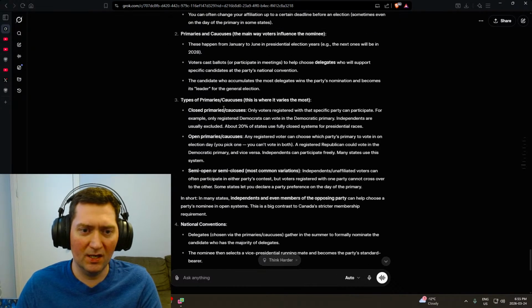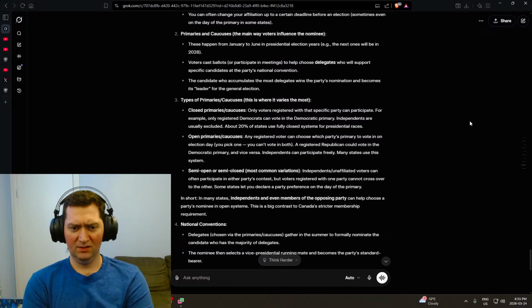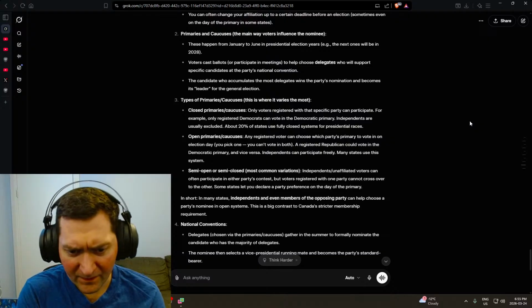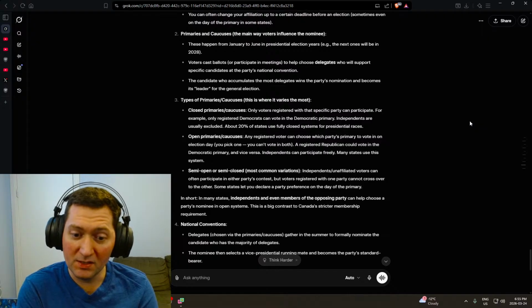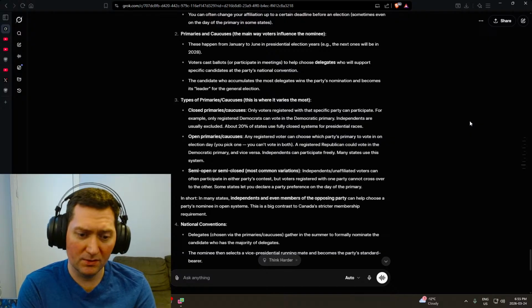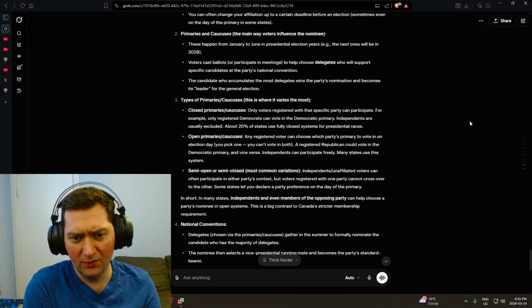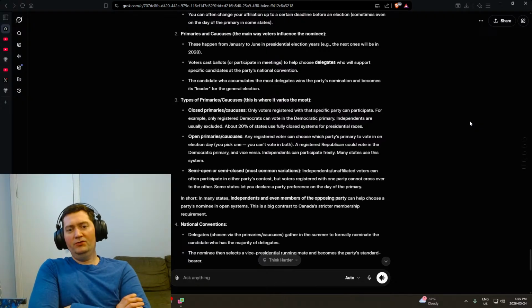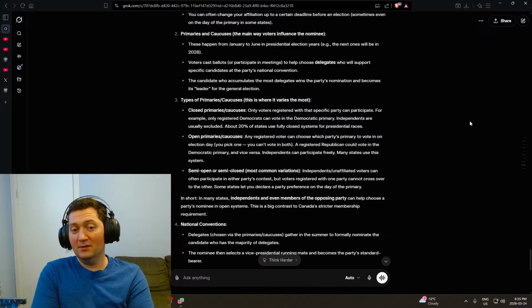Oh, there's different types of primaries and caucuses. Closed primaries and caucuses, open, semi-open, or semi-closed. In short, in many states, independents, and even members of the opposing party can help choose a party's nominee in open systems. This is a big contrast to Canada's stricter membership requirements. So if it's an open primary caucus, you can go to a party that you don't relate with and help choose their leader.